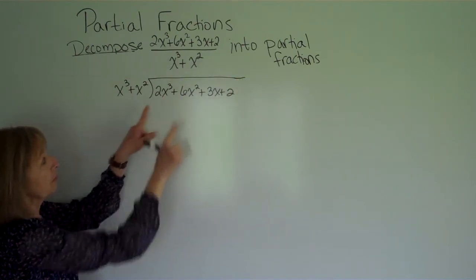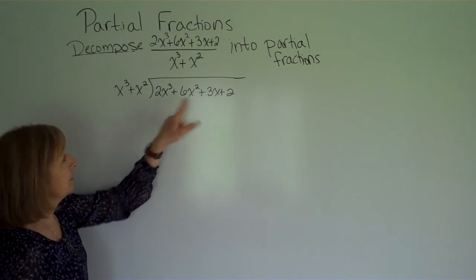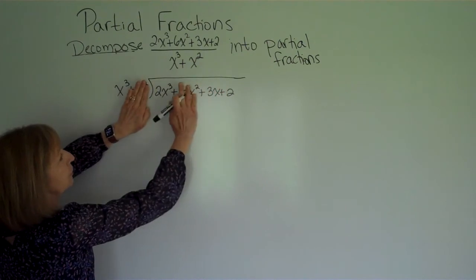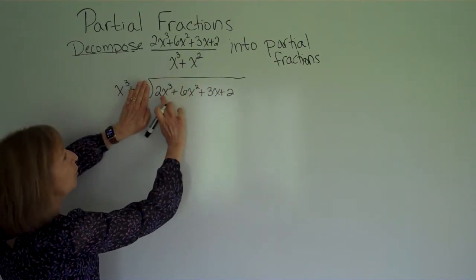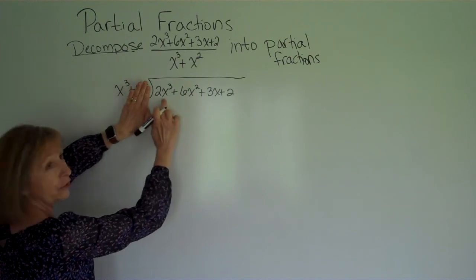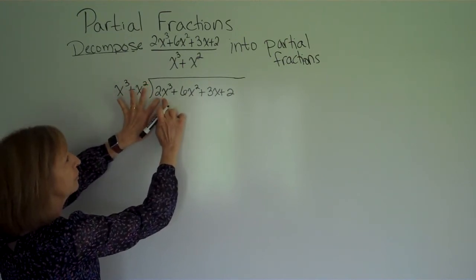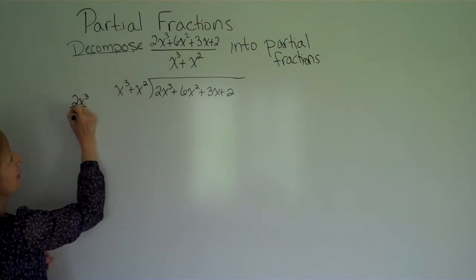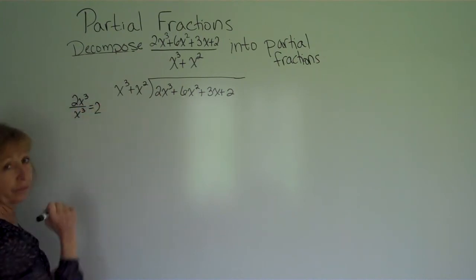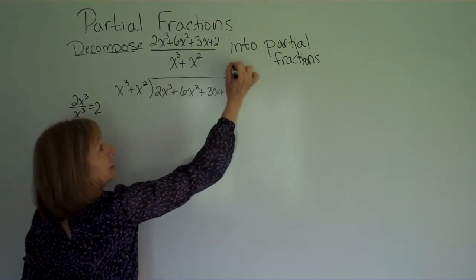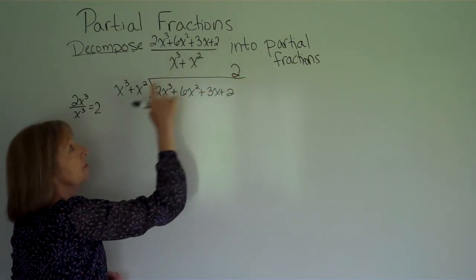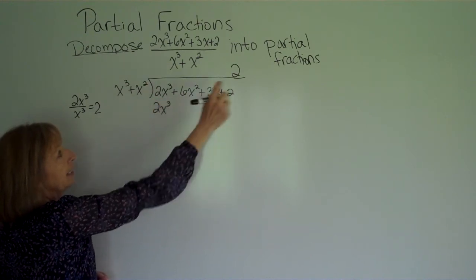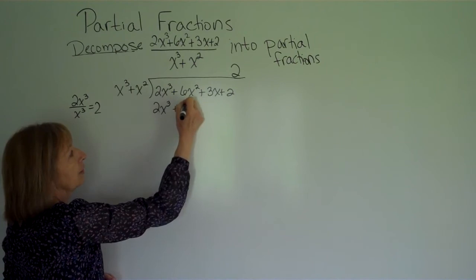Now to do the division, remember you make sure that it's in descending order, both in the dividend and the divisor, and you just look at the first two terms to see what to do. So what do you multiply x cubed by to get 2x cubed? Or you can think, what is the first term divided by the first term? Well, 2x cubed divided by x cubed is just 2. So I'm going to put 2 up in my quotient, and then I multiply that 2 times the divisor. So 2 times x cubed is 2x cubed, and 2 times x squared is 2x squared.